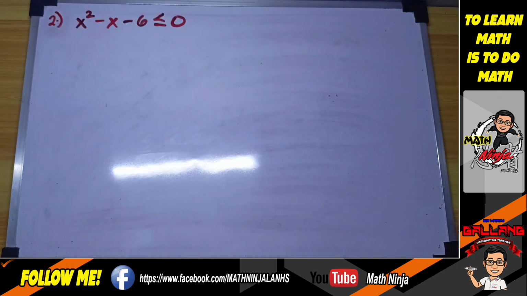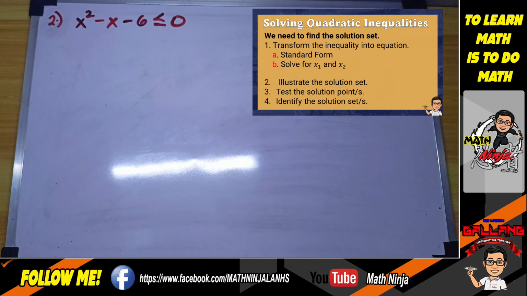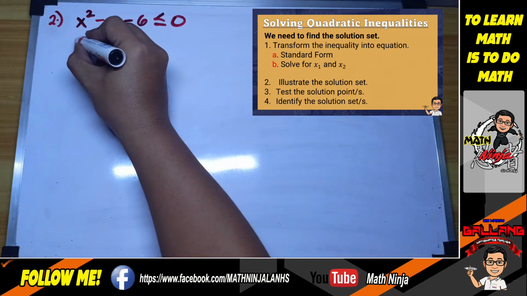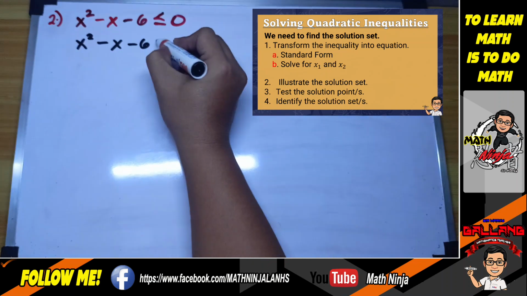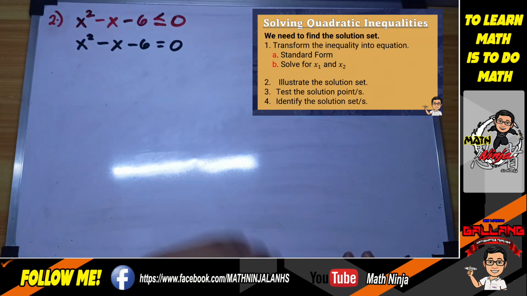Okay, let's have example number 2. We have x squared minus x minus 6 is less than or equal to 0. Okay, sundin lang natin ulit yung 4 steps. Number 1 is to transform the inequality into equation. So, magiging x squared minus x minus 6 is equals to 0 na. Okay, as you can see naman, siya ay naka-standard form na. So, let's proceed now in solving for x of 1 and x of 2.